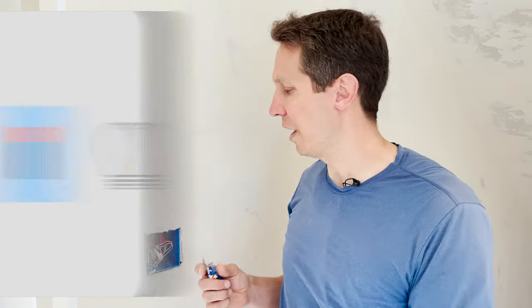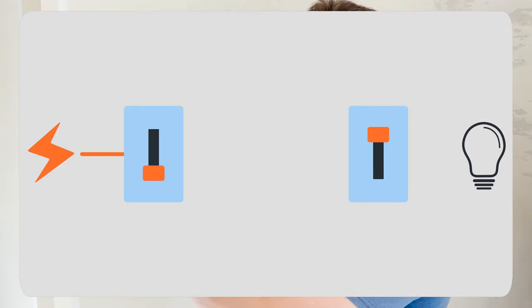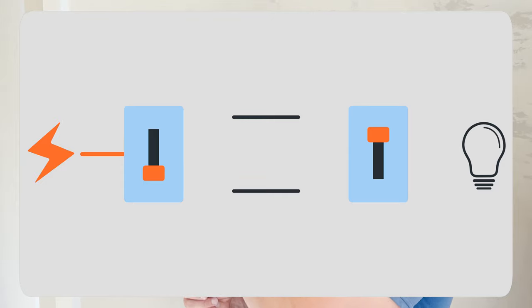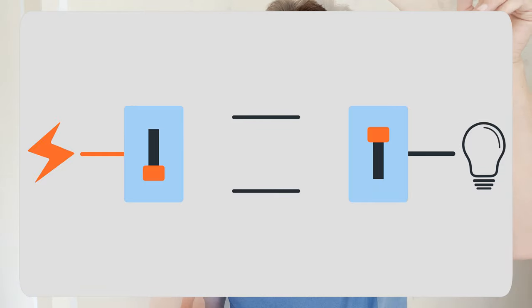So your normal application, the way you do this, is you have power coming into your first box, and then from that first box, you have that special 14-3 wire going to your other box, and then from there, you just have your typical wire going up to the light, so that it gets the electricity.